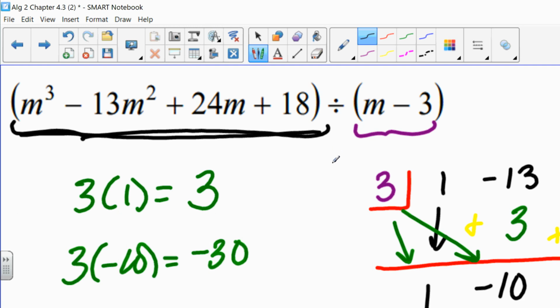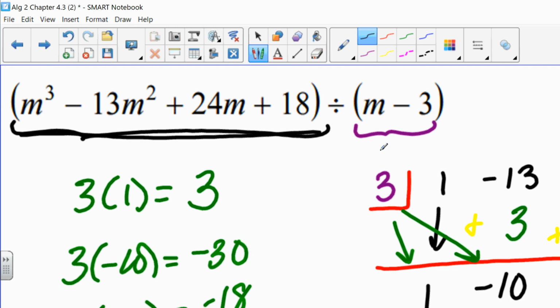And then what do we do? Multiply that by 3. 3 times negative 6 is? Add straight down, and we get 0. So we're almost finished with synthetic division.